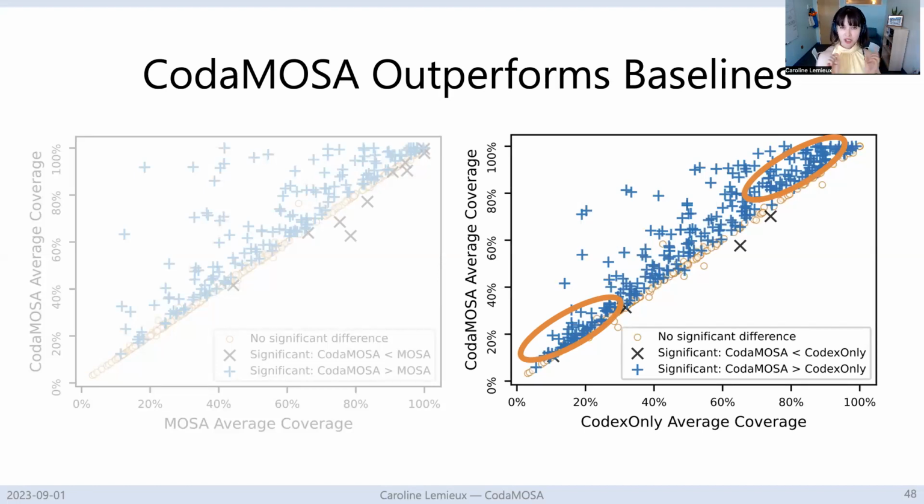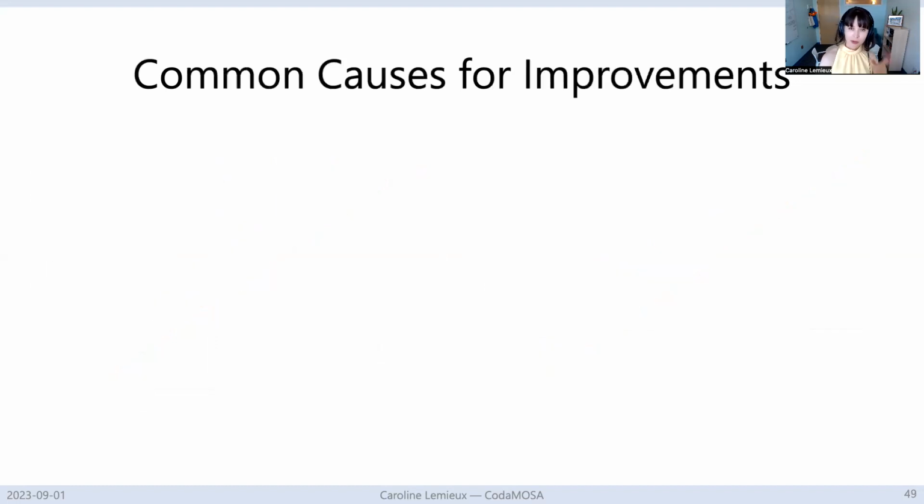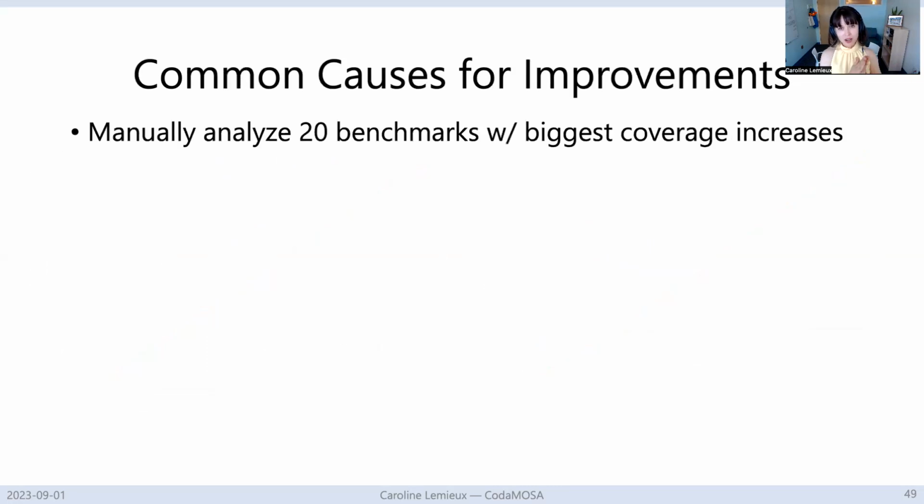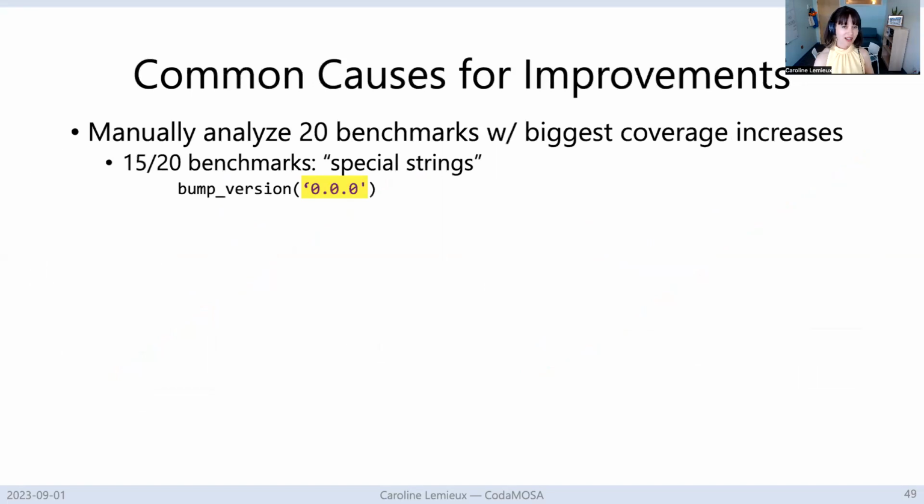There's another part of the evaluation I wanted to briefly cover. So first we'll look at the common causes for improvements. I manually analyzed 20 benchmarks with the biggest coverage increases. And if you've done any work on search-based software testing or fuzz testing, it might not surprise you that for 15 out of 20 benchmarks, the improvements came from the generation of special strings. So, say, version strings, or maybe generating correct dictionary keys for a Python dictionary, or maybe generating some valid JSON for a JSON parser, for instance.